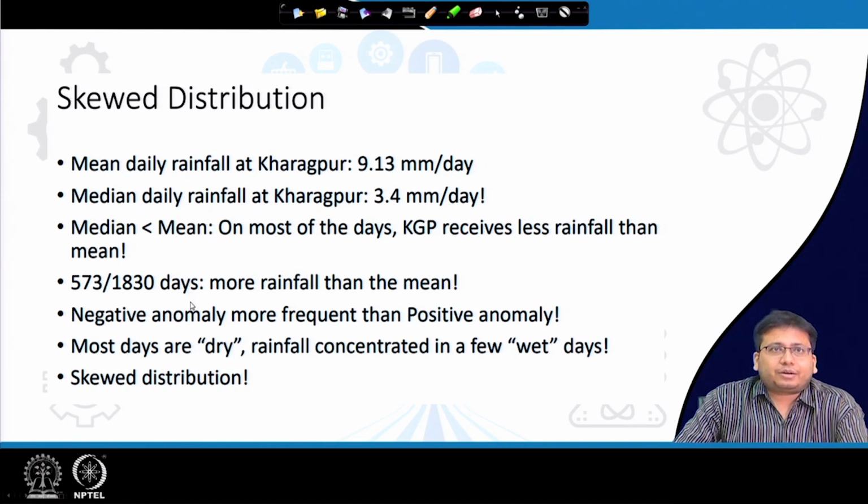As I said, there are only 573 days in which the rainfall is above the mean, that is they have some kind of positive anomaly. This 573 out of 1830 will be roughly about 30%, maybe 31%, and the remaining 69% of the days are having a negative anomaly. That means the negative anomalies are much more frequent than the positive anomalies. In other words, most of the days are dry and the bulk of the rainfall is concentrated in a few wet days.